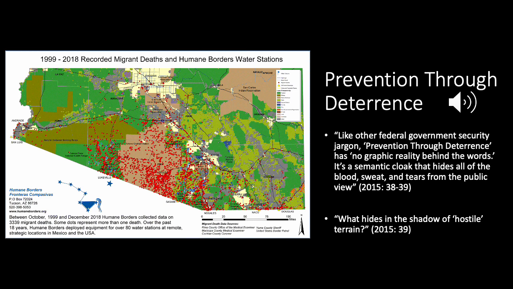This data was collected by an organization called Humane Borders, or Fronteras Compasivas. What this organization does is they provide water stations. So they look at this data to say, where are people most likely to die? And then that tells us where we need to put these water stations. So the red dots are documented deaths. The blue dots are water stations. And we can think about this information in class later this week.